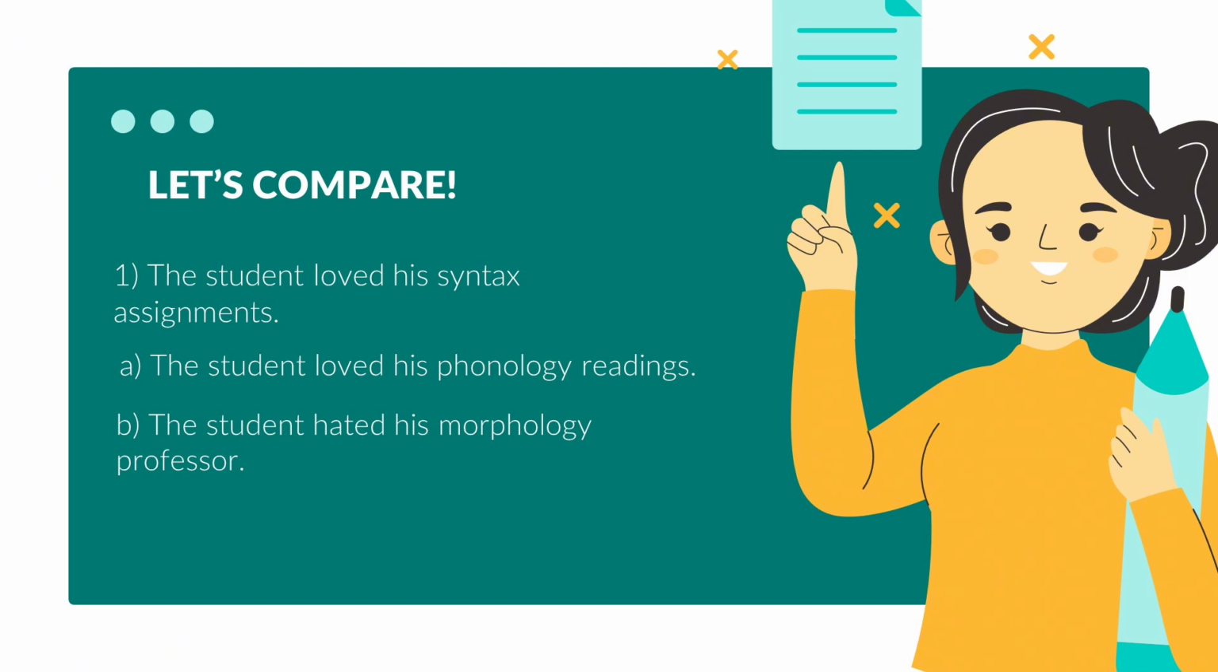Similarly, the relationship between the student and his morphology professor in 2B, while of a different kind, hating instead of loving, is similar. There is one entity, the student, who is either hating or loving another entity: his syntax assignment, his phonology readings, or his morphology professor. In order to capture these intuitions, that certain words are more closely connected than others, and intuitions about relationships between words in the same sentence, we need a more complex notion.